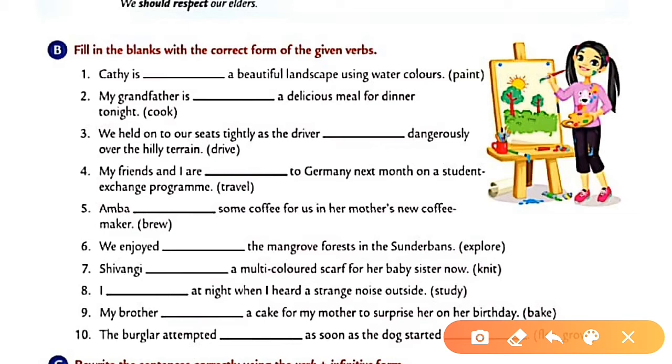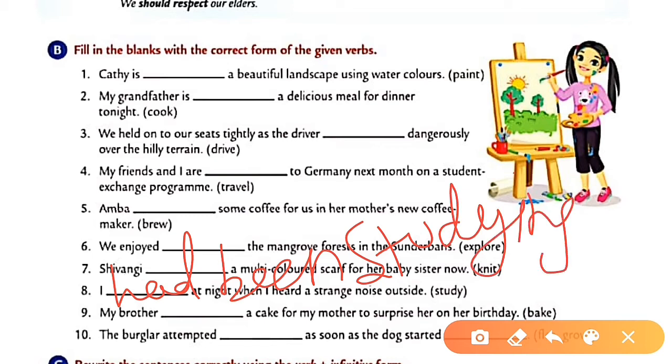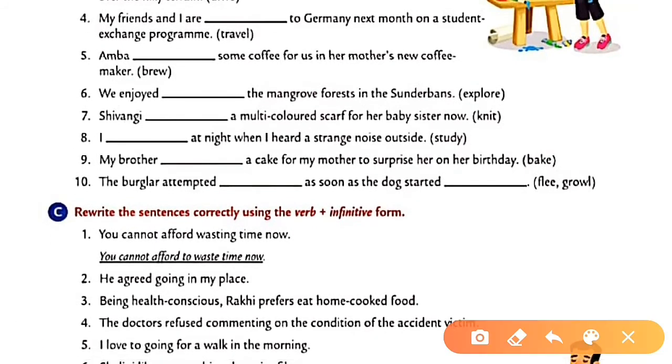Number 8. I dash at night when I heard a strange noise outside. I, past perfect continuous, had been studying. Had been studying. Number 9. My brother dashed a cake for my mother to surprise her on her birthday. My mother baked.